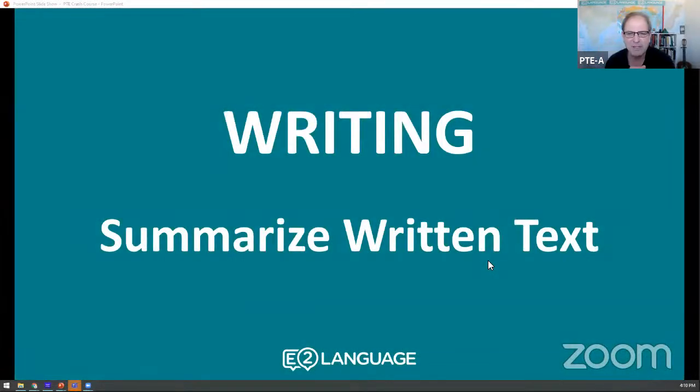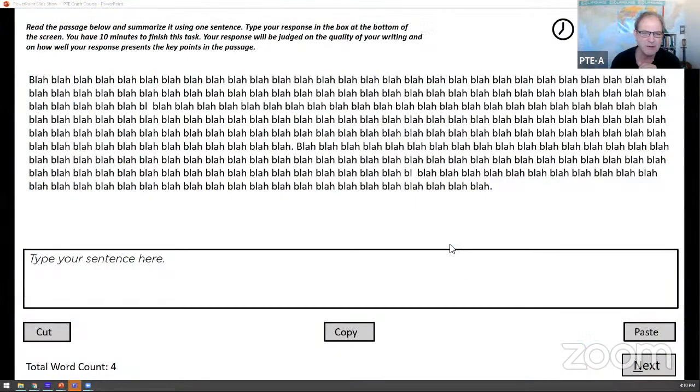That's 5 speaking tasks. Now we've got 2 writing tasks. One of them is summarize written text, and the other one is write essay. So in summarize written text, you'll be shown a text here. This is probably 200 to 300 words long. You're going to type your response at the bottom of the page, and you'll be given 10 minutes to finish this task. So your response will be judged on the quality of your writing. How do we do this? Well, you're going to write a single sentence of 30 to 40 words.